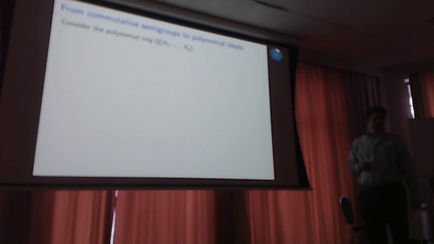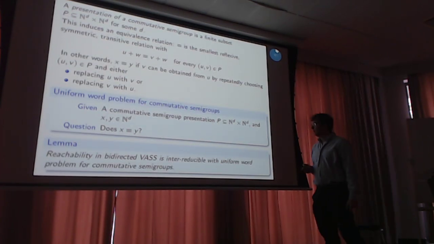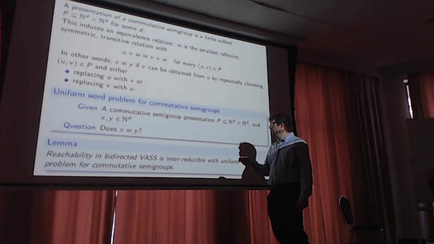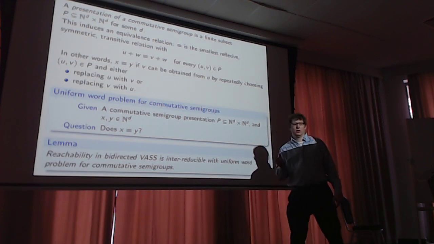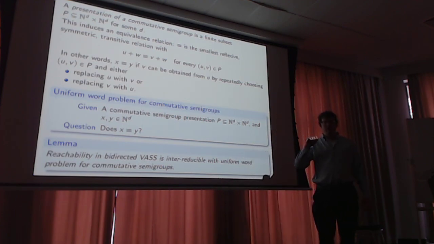Could you explain this a bit? Oh, I see. So if you take a bidirected VAS and you want to do this trick in VAS, you have to add 3 extra counters because you're using VAS semantics. But here we're using the semigroup, or actually Petri net semantics, and then 2 extra counters suffice.